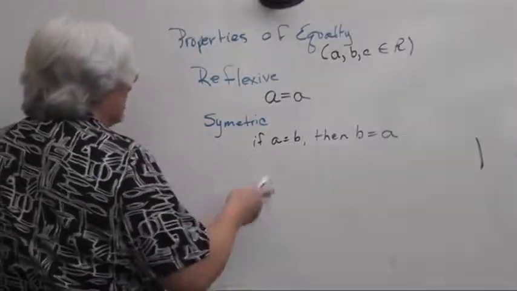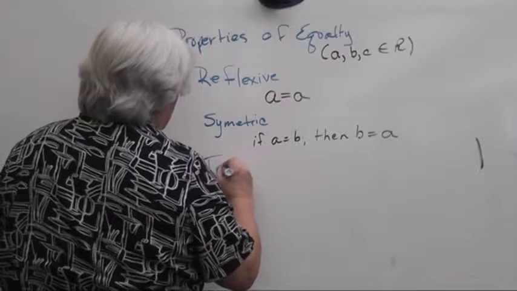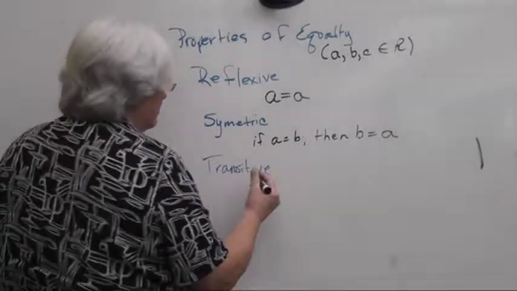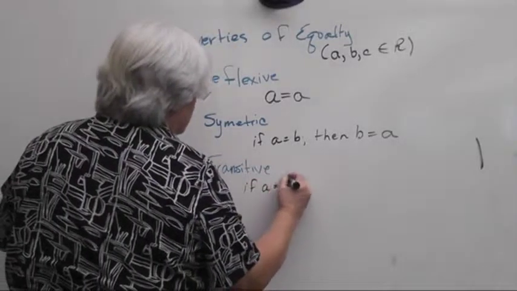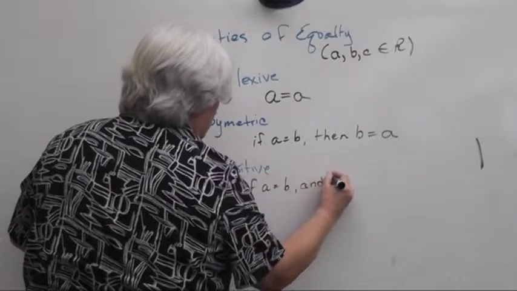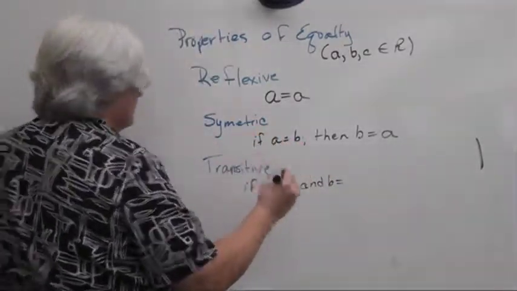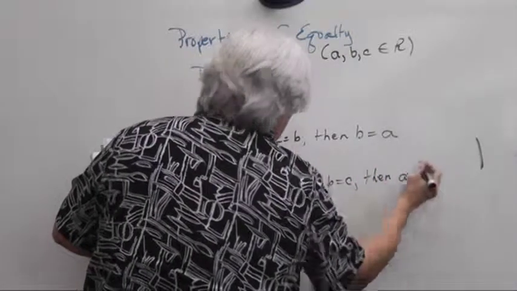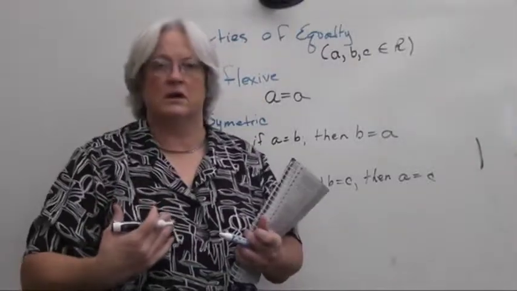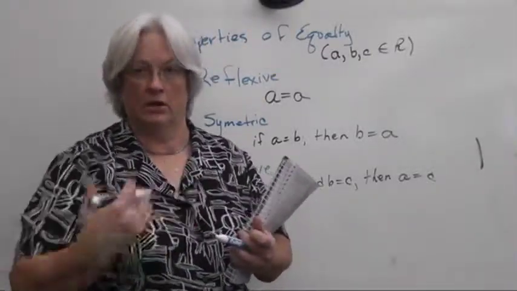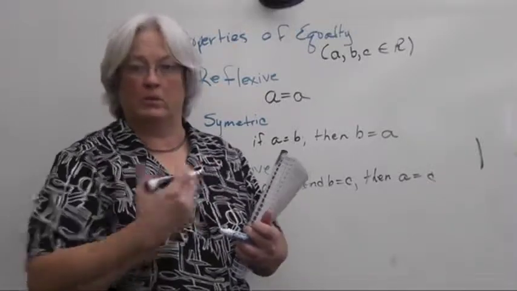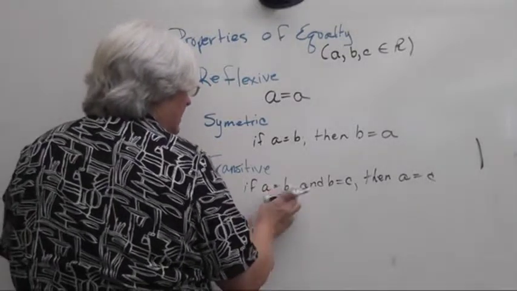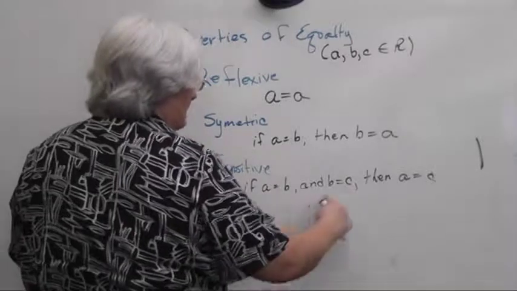Then we have the transitive property. Transitive tells us that if A is equal to B, and B is equal to C, then A is equal to C. And we're going to use this concept a whole lot just in reasoning, in logic, in argumentation. But if this is true, and the next statement is true, then what you said the first time has to be true as well.